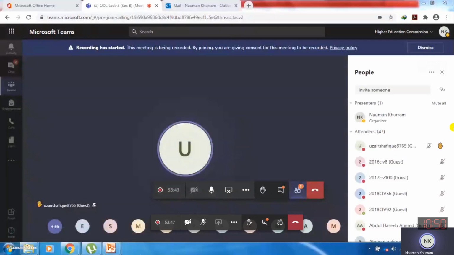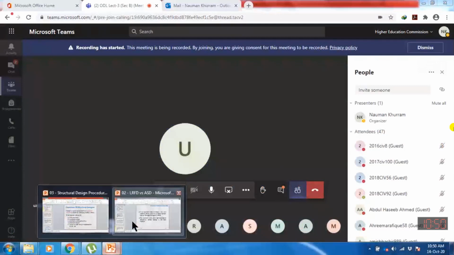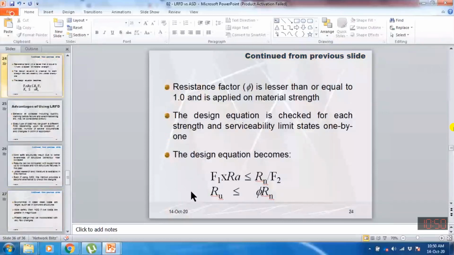Actually, let me clarify. In ASD, unlike LRFD, I'm not increasing the dead load and live load by the same factor. I have to make you understand by using some equations. Let's suppose, let me make a duplicate of this slide.